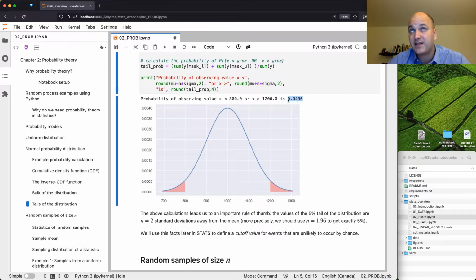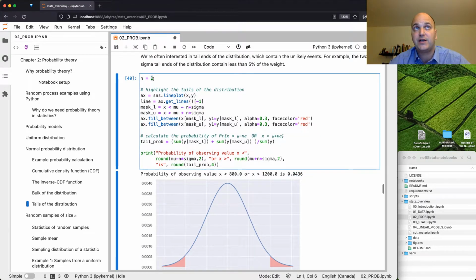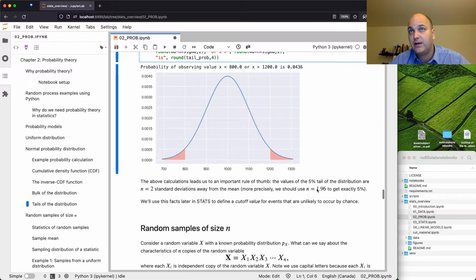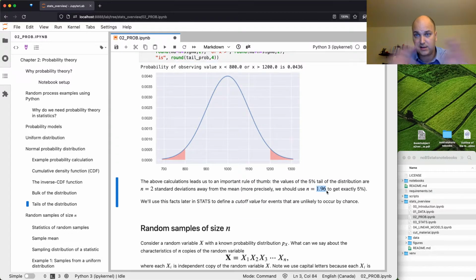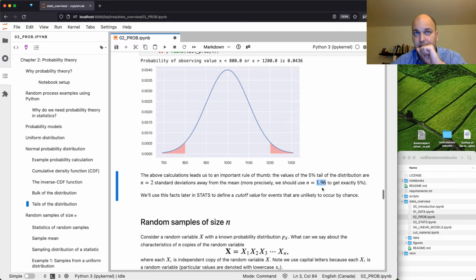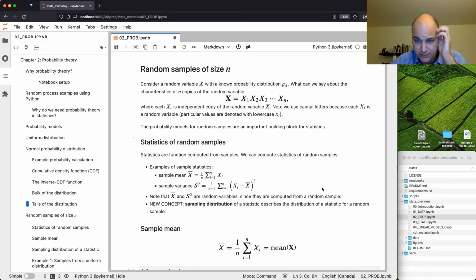Notice it's not exactly 5%, it's like 4%. So if you want to say at most 5%, you can use two standard deviations. But to be more precise, you can say 1.96 standard deviations. If you want to be precise, to get 5%, this is the number you want to use. Okay, good. So far, so good. All right.